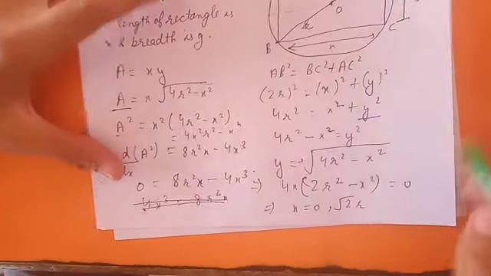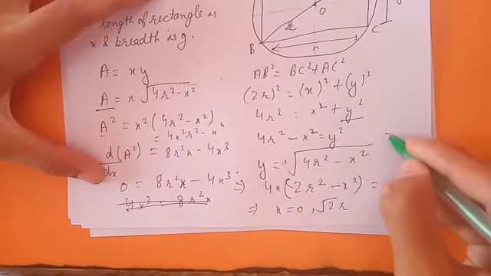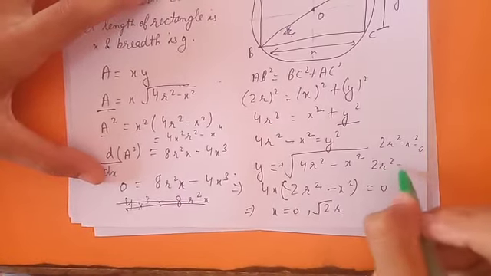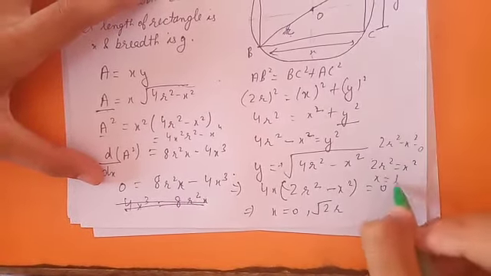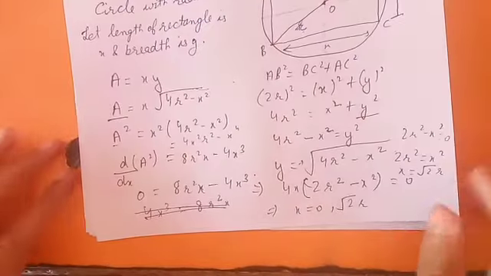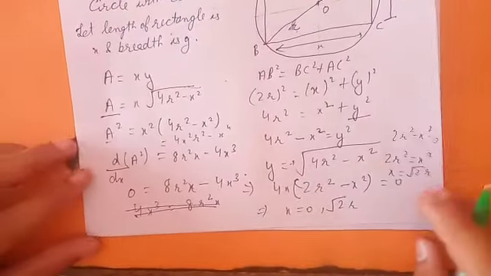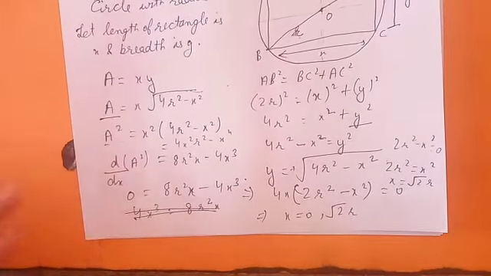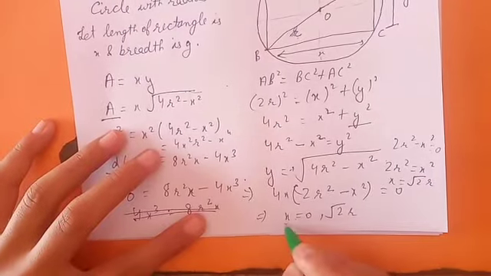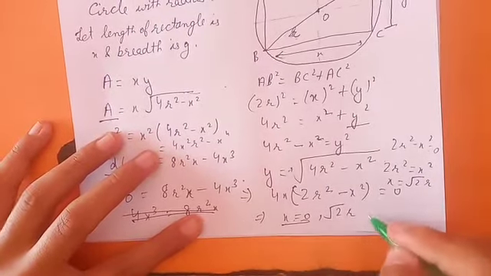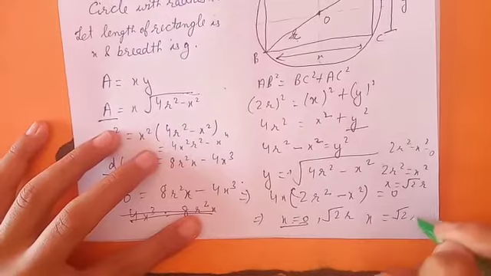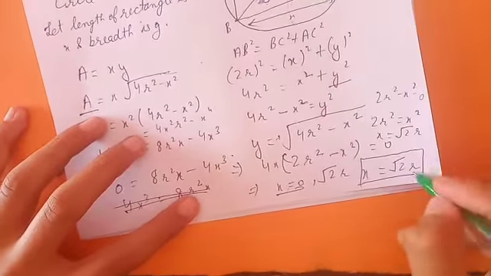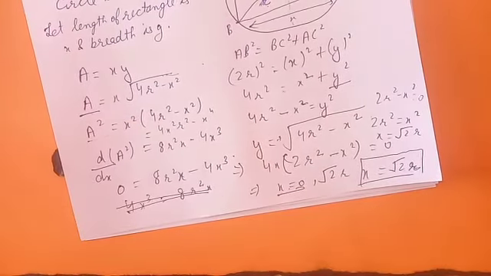How can x be equal to root 2r? 2r square minus x square is equal to 0, so 2r square is equal to x square. X is root 2r, and it will be positive because it is showing distance. And if it is distance, it cannot be 0, so x equal to 0 is not possible. So x is equal to root 2r. Got this point? x is equal to root 2r.